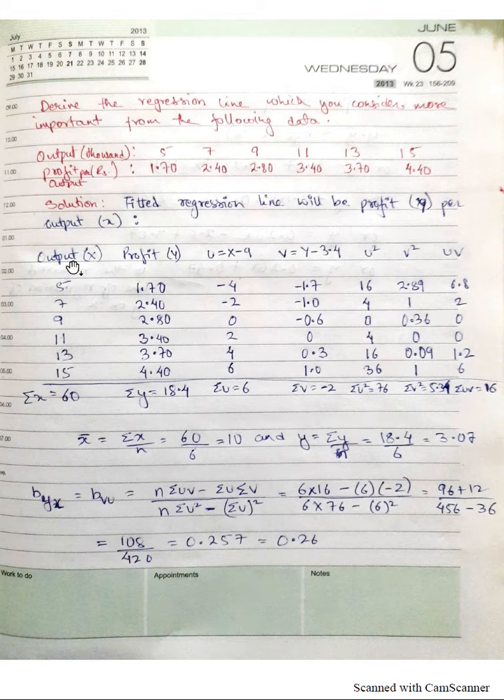So here, first we write down this first column, the output, which we take as x. It is given as 5, 7, 9, 11, 13 and 15. Then we will find profit, right? Profit we write as y. So profit is given as 1.70, 2.40, 2.80, 3.40, 3.70, 4.40.